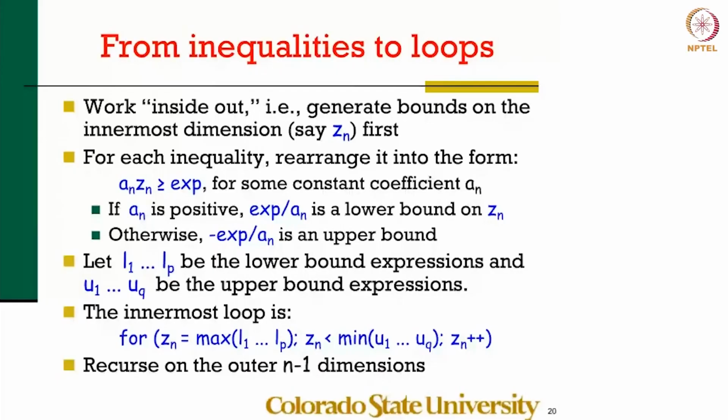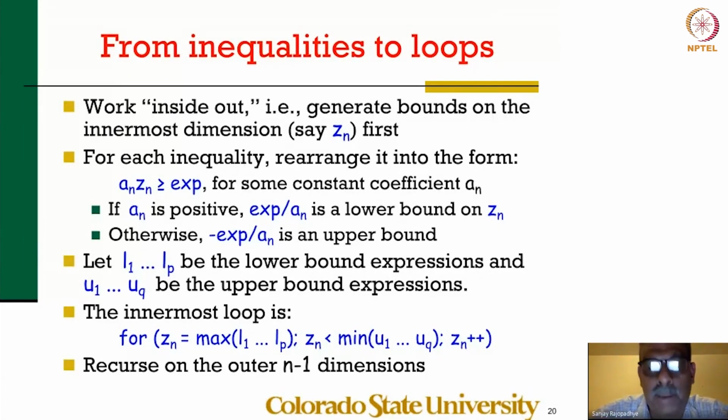So let me remind you what I did. I gave you the algorithm for how to generate the lower and upper bounds on the innermost dimension. I had a polyhedron with these n indices, defined by linear inequalities, and I wanted to generate a loop program that visited all those points in the polyhedron.